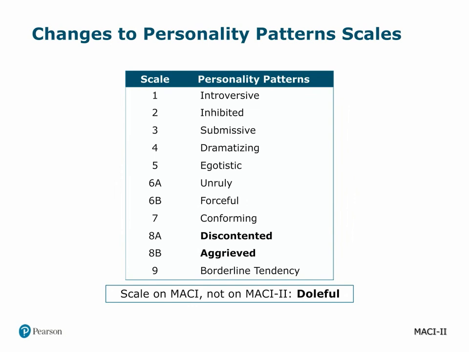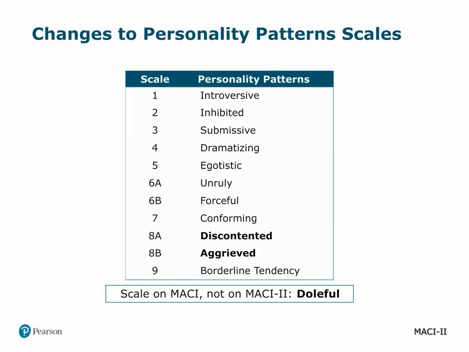New items were written for each scale, and the borderline tendency scale now has prototype items designed to assess the corresponding construct specifically. Previously, the borderline tendency scale was made up of prototype items from other scales. The doleful scale on the MACI was removed for the MACI-II because adolescents often co-elevated on this scale and on the Depressive Affect Clinical Syndrome scale.